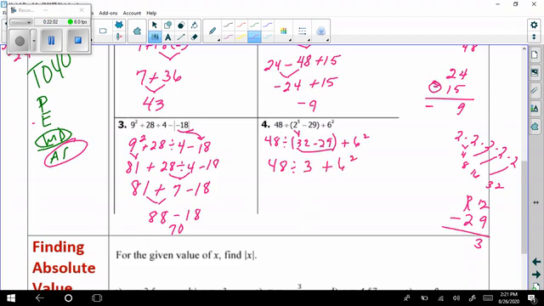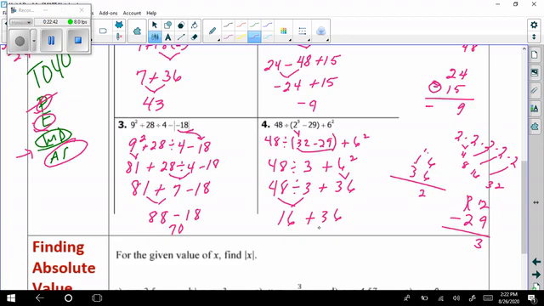All right, so now go back to the beginning, and we took care of that one. Exponents are next. So it's going to be 48 divided by 3 plus 6 squared, which means 6 times 6, which is 36. Now we're going to go back to the front. We're going to go with multiply and divide. So 48 divided by 3: 3 goes into 4 once with 1 left over, 18, 3 goes in there 6 times. Plus 36. And we add those together, and I will get 52.